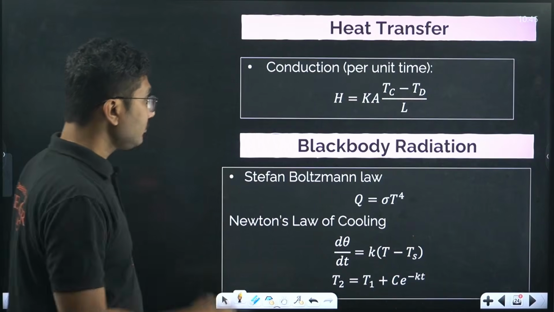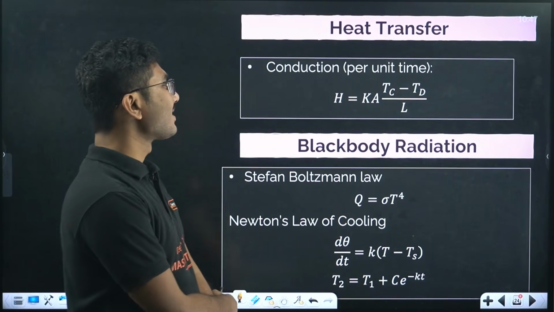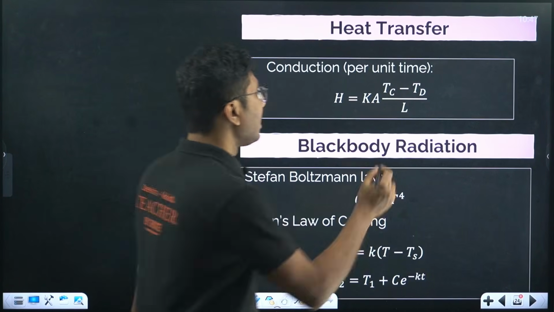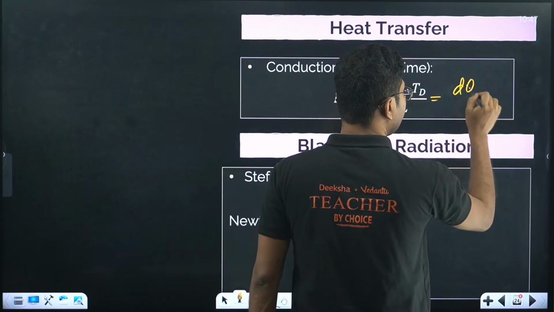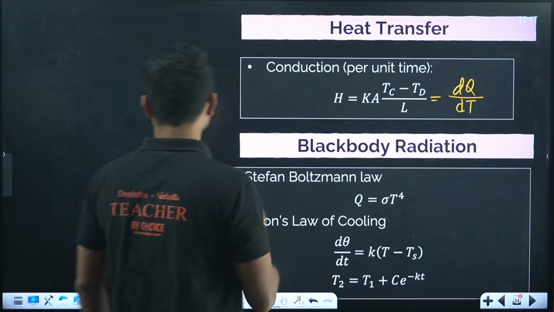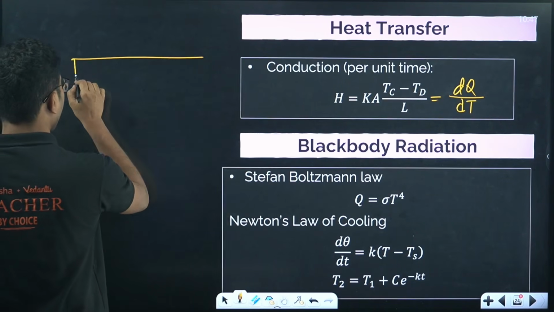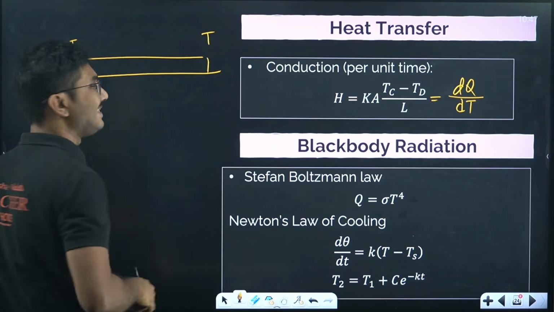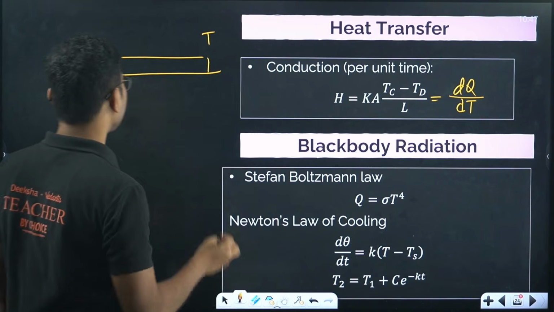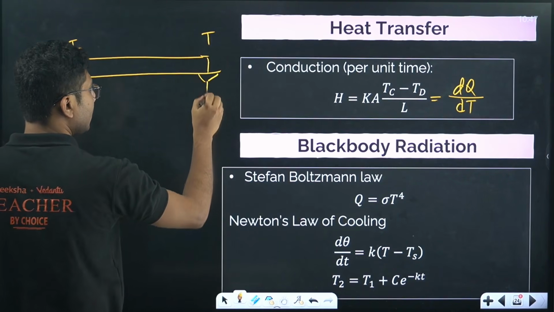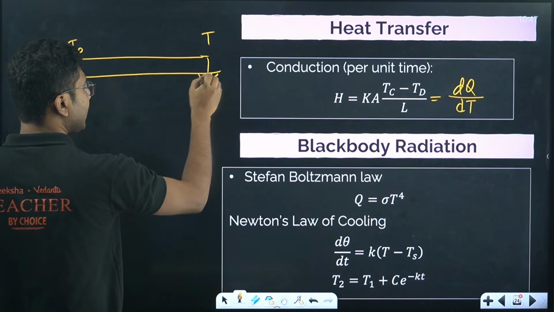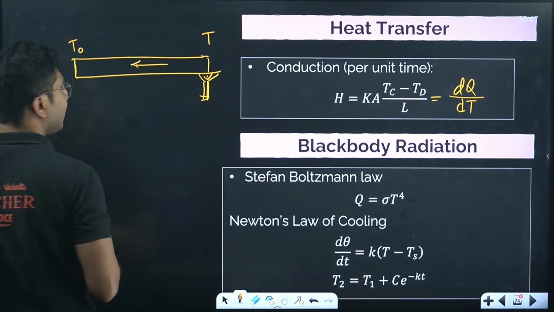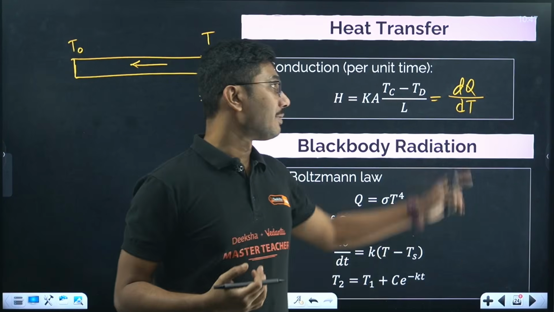Now a few formulas to remember. Conduction, this formula is important. So heat conduction per unit time, that is dQ/dt. How much heat? Suppose we have a rod, one end of the rod is at a temperature T0, another end of the rod is at T. So how much heat is being transferred from the hot end? Suppose this is the source, where you are heating it, and this is where you are measuring the temperature. The rate of transfer of heat is given by this formula.